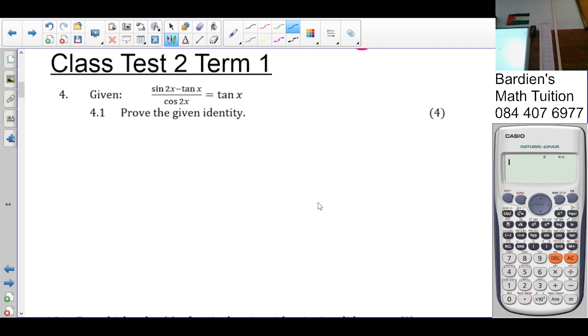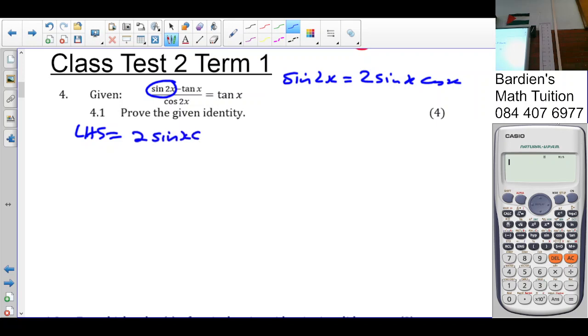Okay. So, the left hand side of course is more complex. Sin 2x, so that comes from the identity sine 2x is equal to 2 sine x cos x. People, that one is a giveaway. It's the first thing you write down if you see that. Minus. Now tan can be written as sine over cos, sine x over cos x. And this is all over cos 2x.